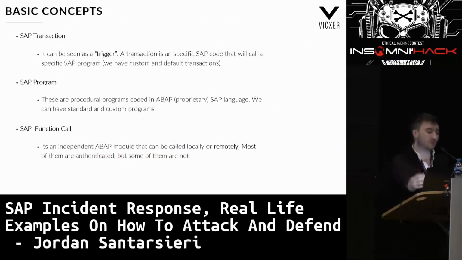Continuing with this brief introduction, we have different concepts in SAP that are very ABAP related. The first one is a transaction. Let me tell you that SAP is not just point and click. Nowadays, they're making more efforts to be more web related, but unfortunately, you will have to remember a transaction code to go from one screen to another. A transaction is no more than a trigger. You enter the code and that will call a program. You can have custom transactions, you can create your own, or you can use the default transactions.